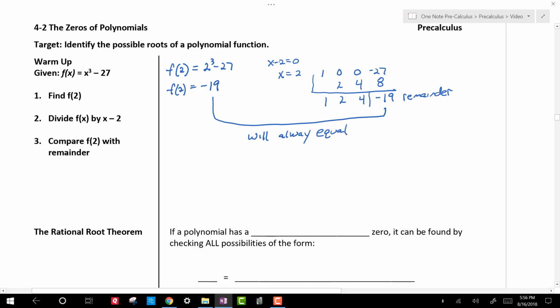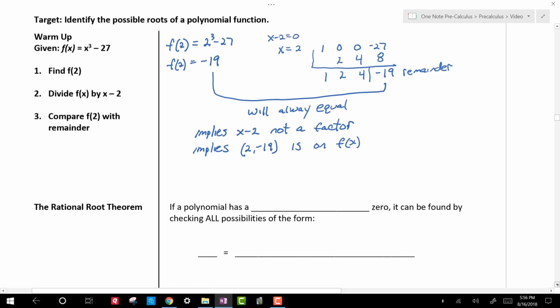Now, not only that, but let's say I'm trying to factor a polynomial that I want to graph, and I find out that the remainder is not 0. This implies that x minus 2 is not a factor, but it also implies that the point 2, negative 19 is on f of x. Right? So I could use that point to help me graph if I needed to.